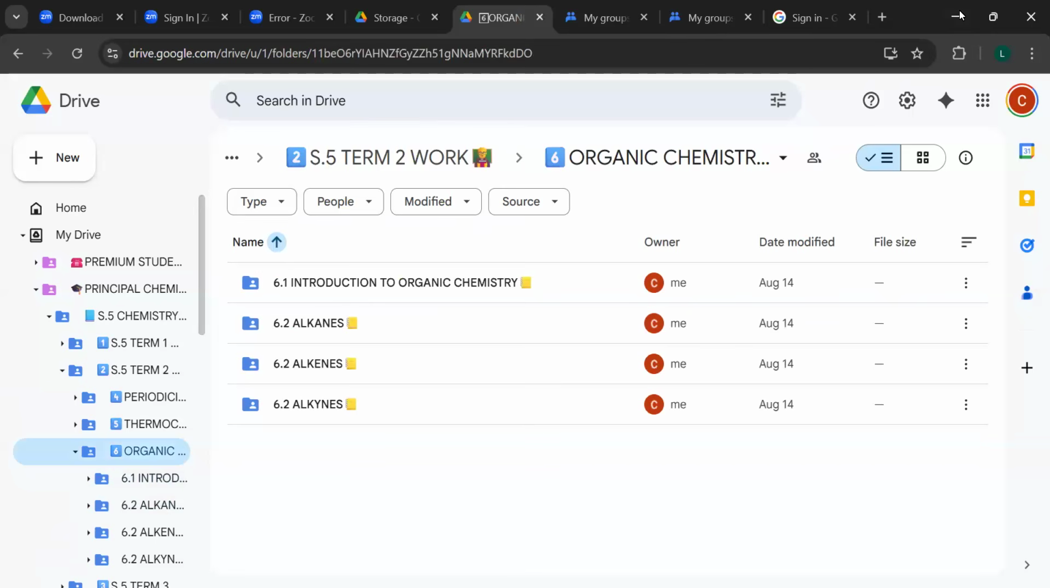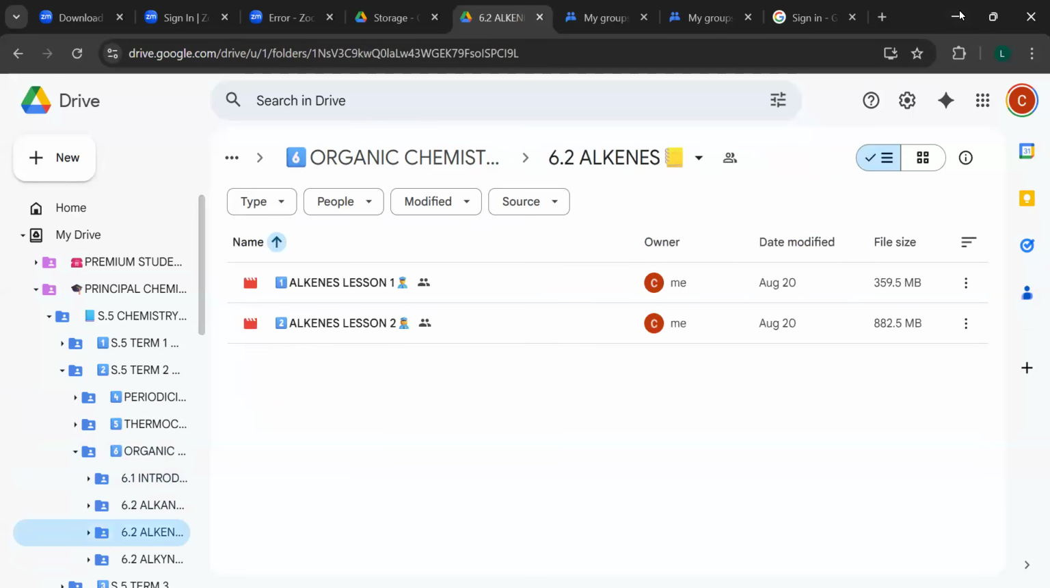Then alkenes, there were also 2 lessons. You also visit them. You know what Lesson 1 is for, and Lesson 2, you know what it has. Then you also had alkynes, and there were also 2 classes, divided into 2 as I've explained. So those ones were also done. So if you have any issues with them, please do the needful.